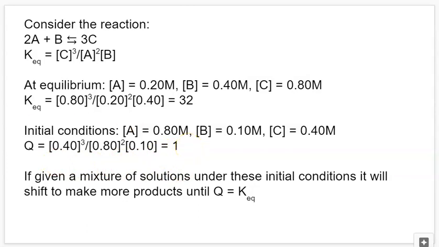So now we can think about the relationship between KEQ and Q. Since Q is smaller than KEQ, that means that this is more reactant favored than it wants to be, because to get to equilibrium, Q is going to want to be equal to K. So in order for 1 to become 32, it's going to have to become a lot more numerator favored. So it's going to want to become more product favored. And therefore, if given a mixture of solutions under these initial conditions, this is going to shift to make more products until the value of Q becomes equal to the value of KEQ.